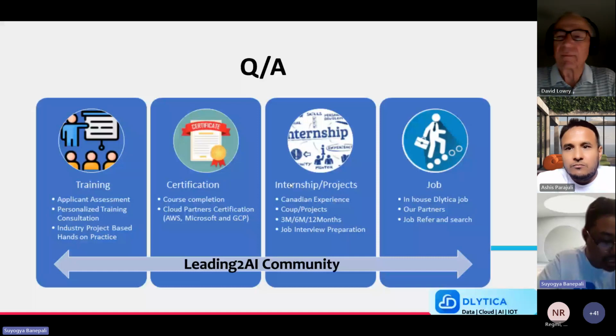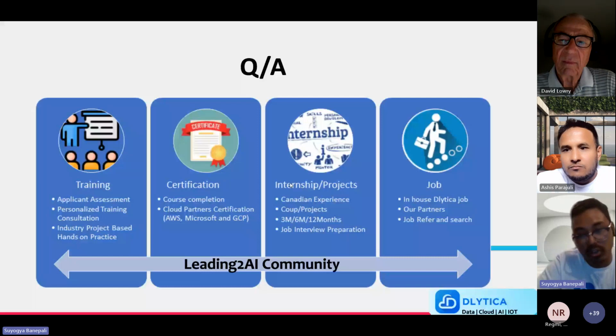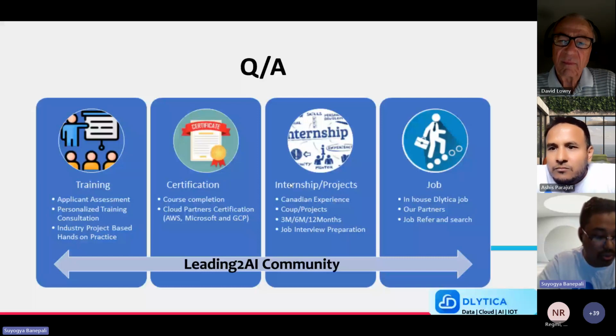Moving on to the next question: what are the key expectations for someone willing to work as a data analyst or possibly an intern as a data analyst within the first few months in your company? That's for Dlytica. So curious to know what one should have as a fresher. I think, Ashis, I can quickly answer this question.